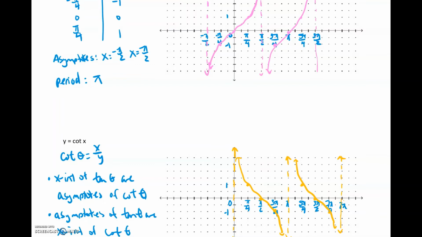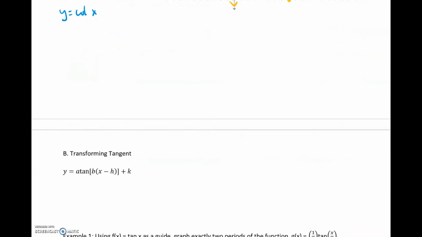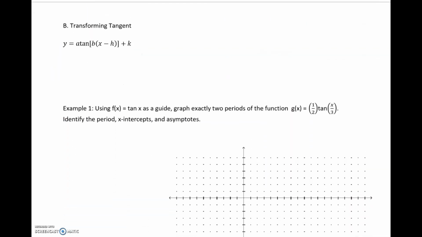X-intercepts become vertical asymptotes. The negative 1 and 1, those points don't change. And your asymptotes become x-intercepts for cotangent. So there's our cotangent function. All right, so let's move on and think about how we can transform tangent and also cotangent.